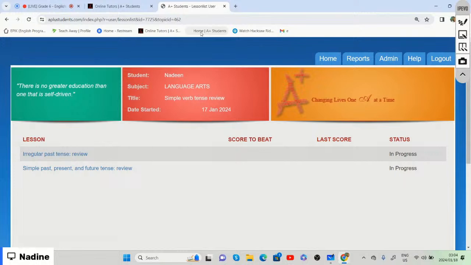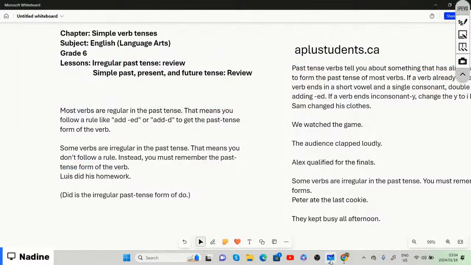All right, so our chapter is simple verb tenses. Our subject is English language arts, grade 6. And the lesson that we are focusing on under the chapter of simple verb tenses is irregular past tense, which is going to be a review, and then simple past, present, and future tense.